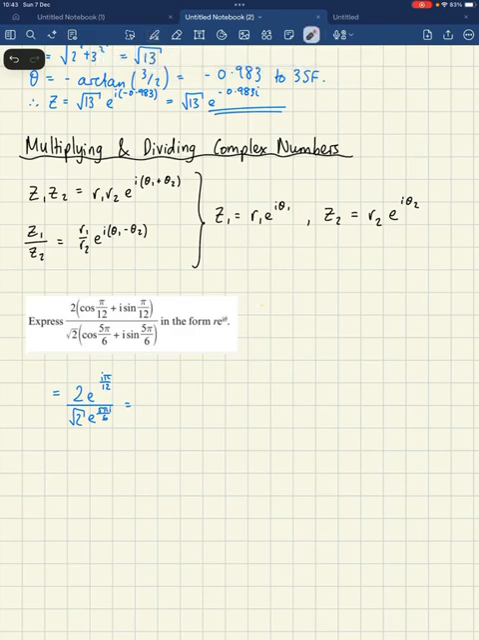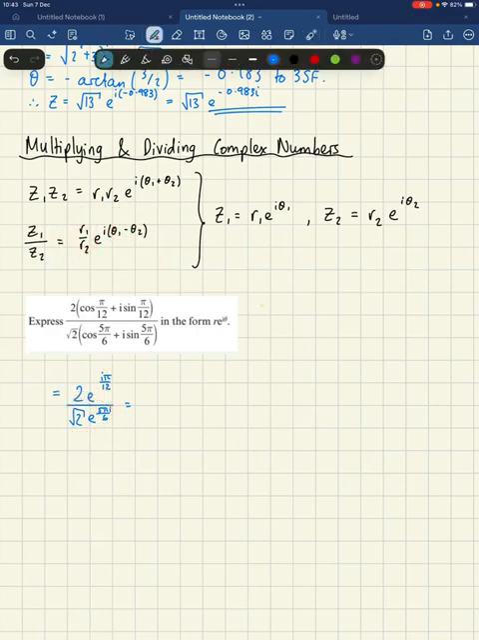Well, now we've got z1 over z2, so that's just this. Divide the moduli, subtract the arguments. Divide the moduli, we're going to get 2 over root 2, which is 2 root 2 over 2, which just becomes root 2.